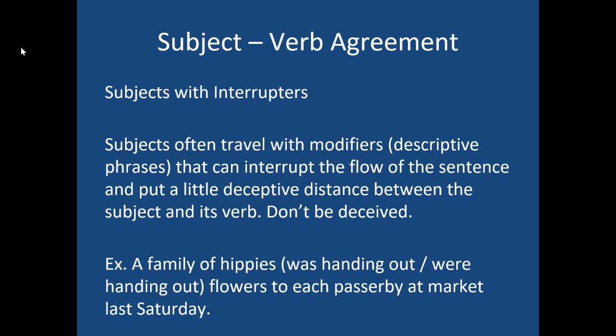Next, subjects that have interrupters. So the SAT, once again, loves to hide the subject. So they oftentimes will separate the subject from the verb with a series of interrupters, just so you have to find that actual subject. So subjects often will travel with some kind of descriptive phrases or modifiers, and it kind of interrupts the flow of the sentence. So you just simply have to say, okay, where is that actual subject?